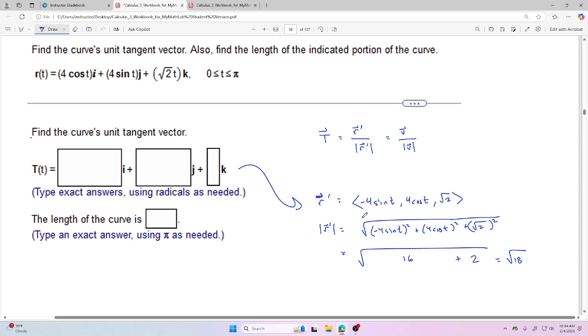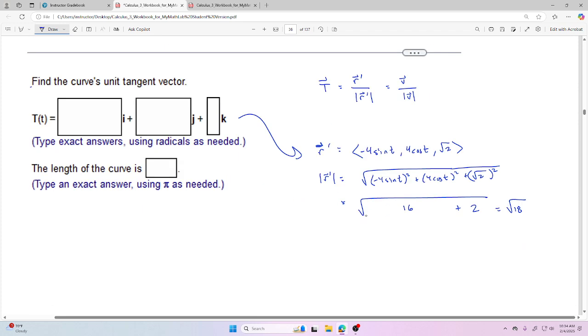Just as a quick reminder how that works. Let's say that I square it. So I get 4 times 4 is 16 sine squared, and then I get a 16 cosine squared, and then plus 2, of course. So here I'm going to factor out the 16 from sine squared plus cosine squared, which is just a 1. And that's how I got my 18. So, cool. Okay, just as a quick reminder.